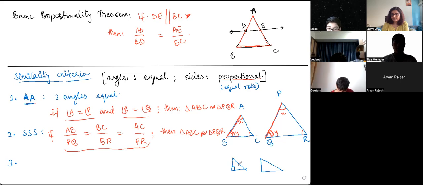Wait, the condition is two right angle triangles. So one angle will automatically be 90. If this is 45, and then the other angle also should be 45, so what will the third angle be in this triangle? Okay, got it. It's simple addition only. Two angles are equal, and the totals are also equal for both. So whatever is left, that value also will be equal, no? Yes.